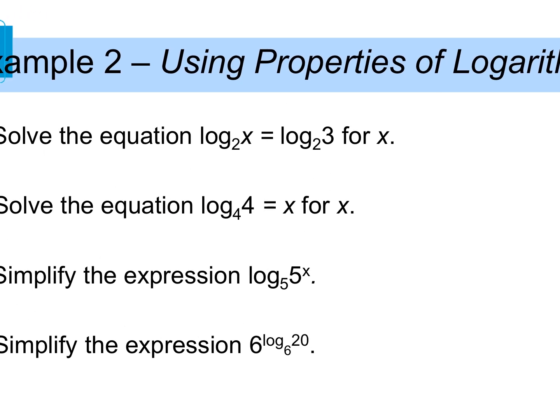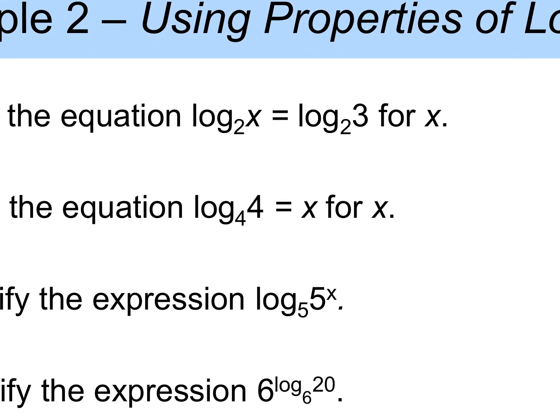So for A, we want to solve the equation. If we have a log is equal to a log, we said we can just cross off the logs. So what would X equal here? 3. Log base 4 of 4, we said was equal to what? If we have the same base, 1, awesome. So this would cancel, we'd just be left with 1 is equal to X.